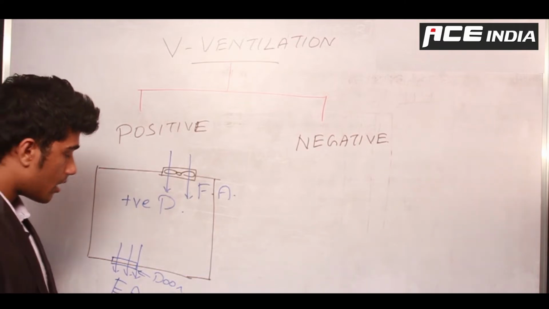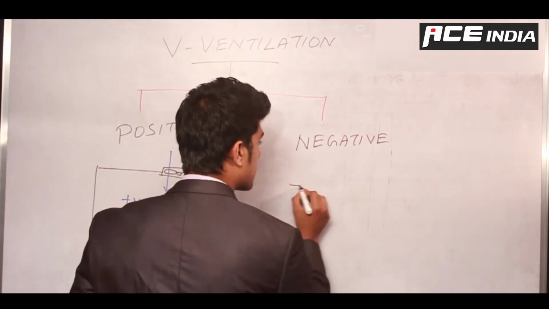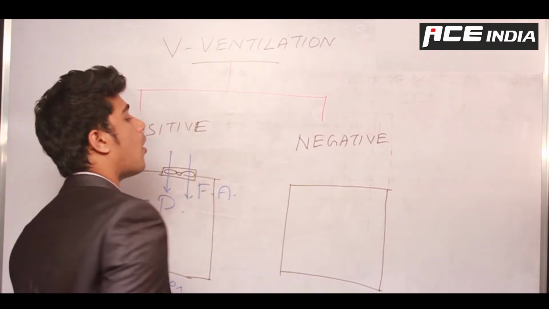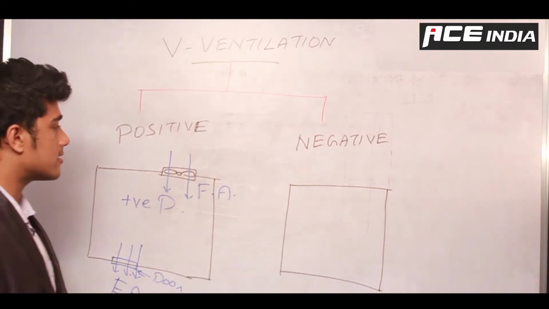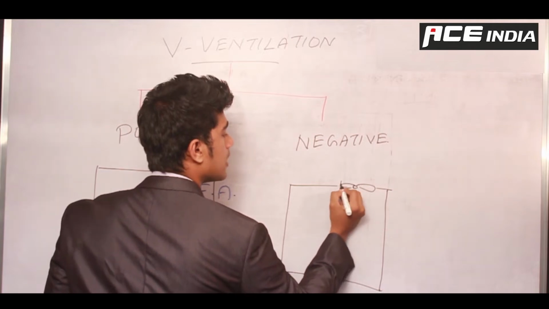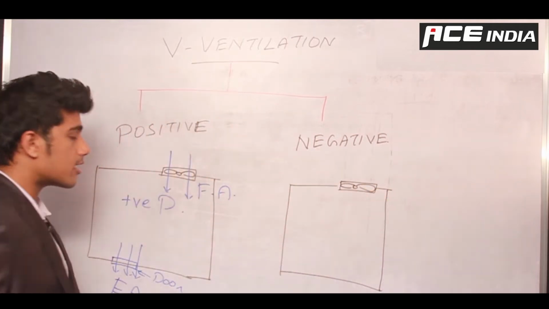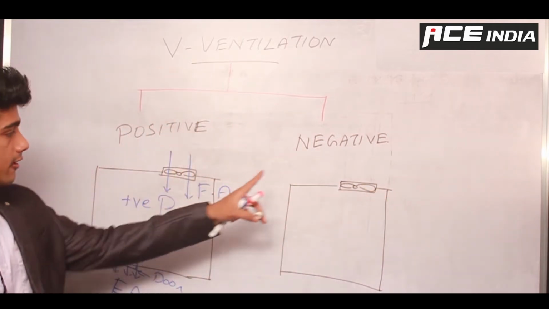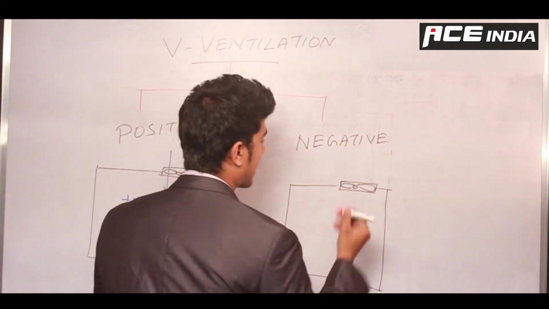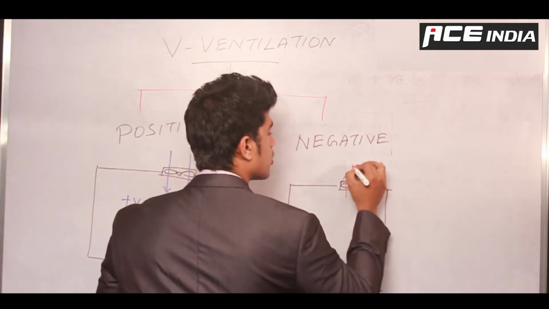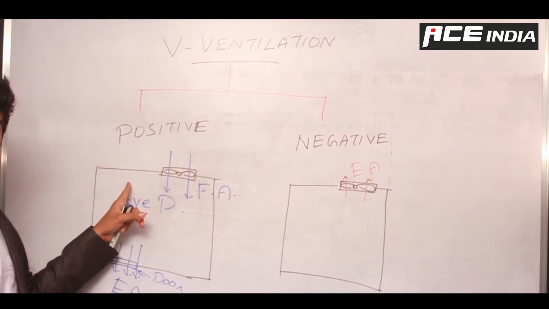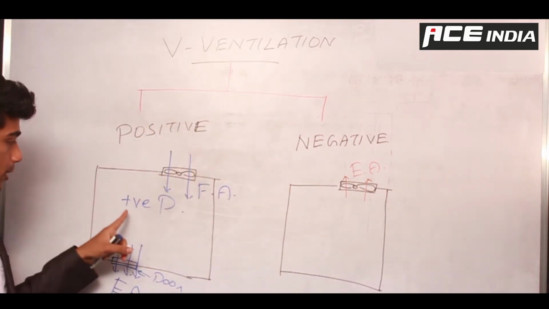Similarly, I can explain the same thing in a negative ventilation system. All I am going to do in a negative ventilation system is reverse the fan such that instead of sucking fresh air inside, the fan is going to be discharging exhaust air outside like this. So when this happens, in this case we have seen that when fresh air comes inside, the pressure increases.